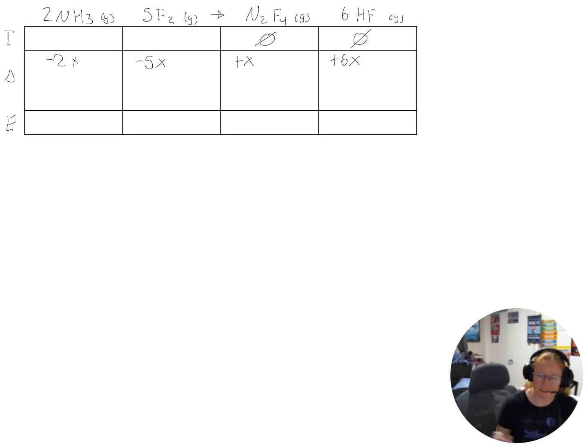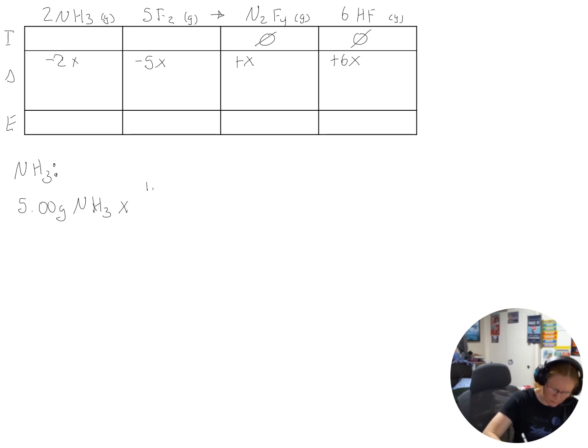All right, so we're going to look at 2 things. First, we have to convert to moles, and then we will figure out our x's. So we're going to look at our ammonia. Okay, so for our ammonia, we get 5 grams. And we have 1 mole and 17.03 grams. And we're going to get 0.29, oops.